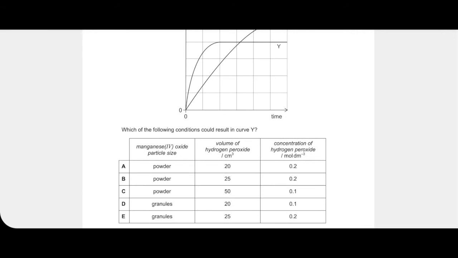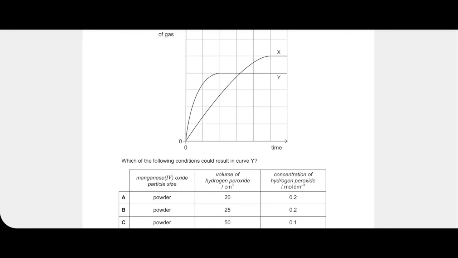So immediately I'm going to tackle the manganese oxide particle size column. I'm going to look at the graph. Line Y has a steeper line than X. Therefore, the powder has to be finer than the granules. It has to be a powder. And therefore, we could eliminate D and E.